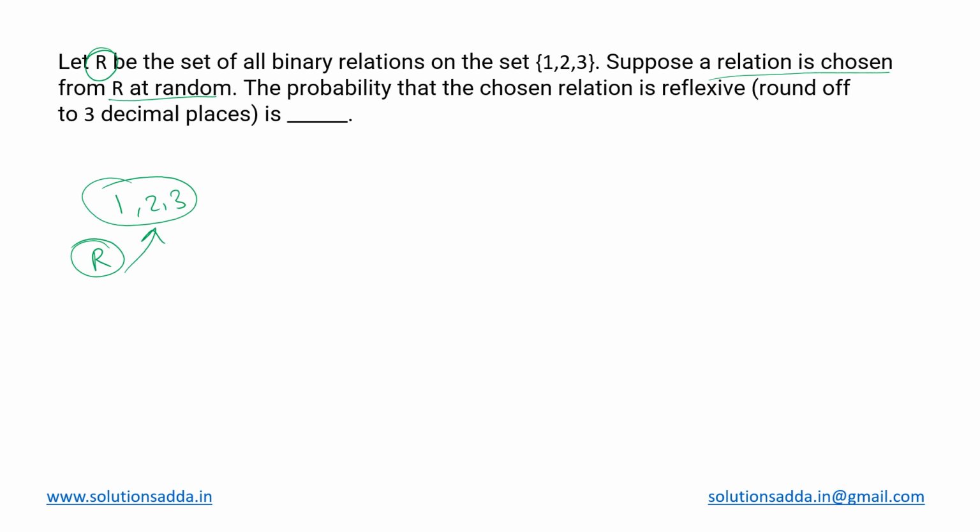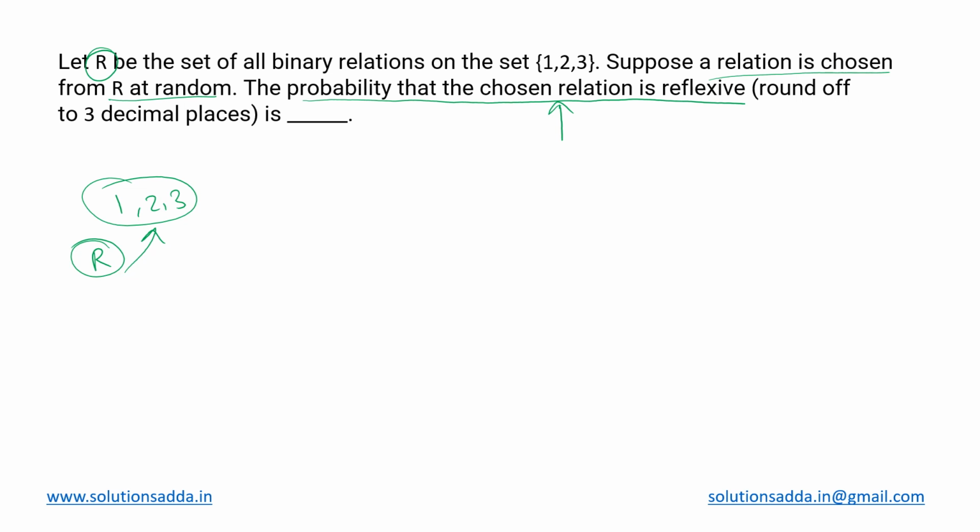So from the pool of all those relations, we have to pick up a relation at random and have to find out the probability that the chosen relation is reflexive, which means you will have a pool of relations and from that you will randomly pick up one relation and you have to report the probability of that relation being reflexive. So that is what this question is trying to ask.